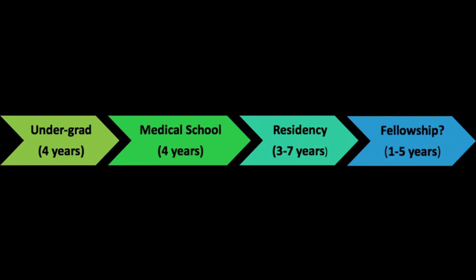Okay, the duration of residency depends on what specialty you're looking at. At minimum, so if you want to be just like a plain vanilla doctor and go into family medicine, then residency will last 3 years. It will last longer and up to 7 years if you go into a specialty that requires a little bit more skill.